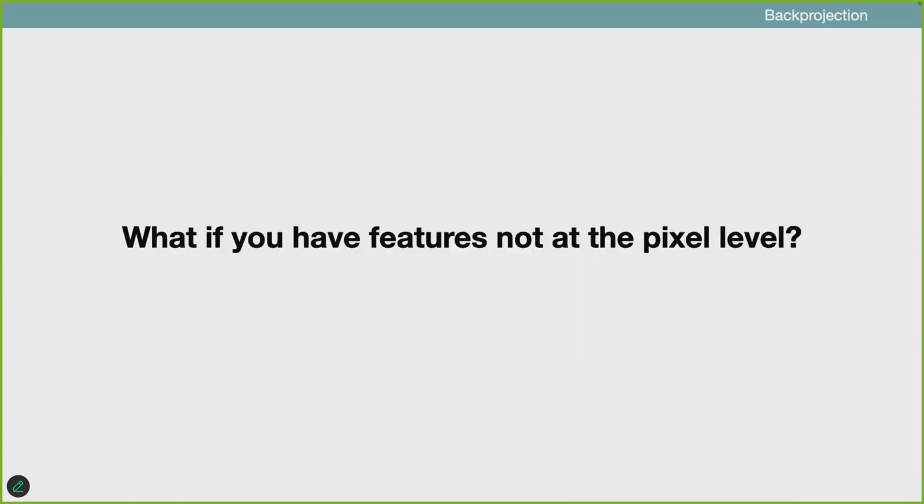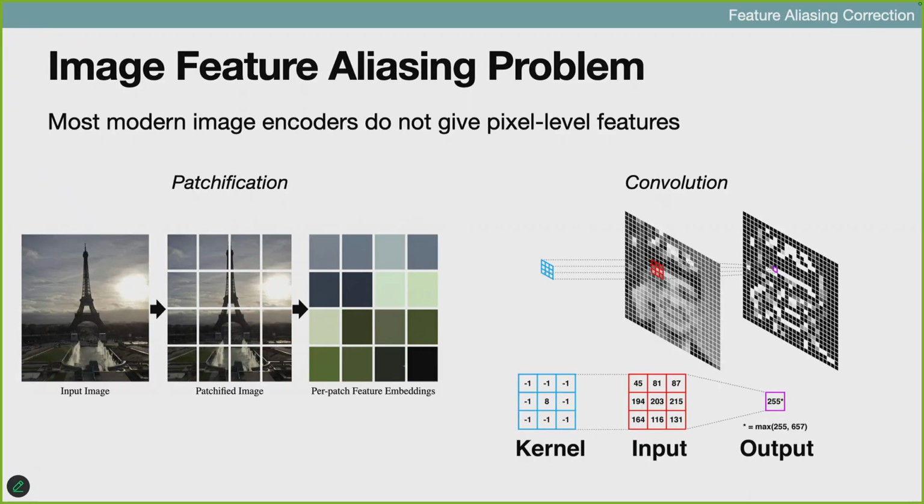Okay, so are we done? Unfortunately, not. One potential issue here, as mentioned earlier, is what if you don't have features at the pixel level? And this is actually an extremely common case, because in reality, most modern image encoders, and I would actually argue all the most powerful or relevant image encoders these days, do not give pixel level features, and that's because of compute constraints.